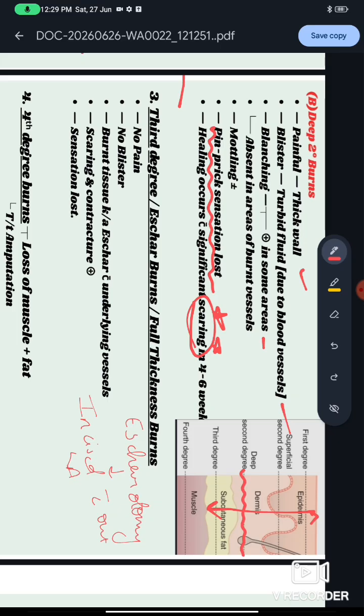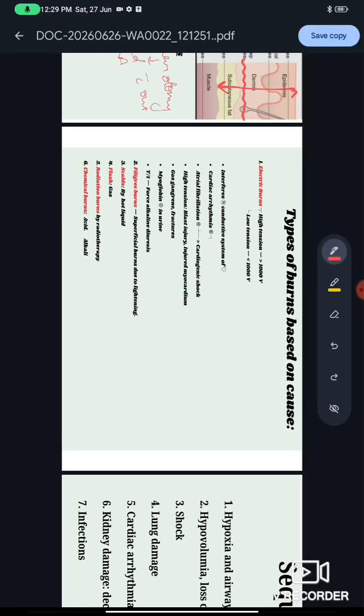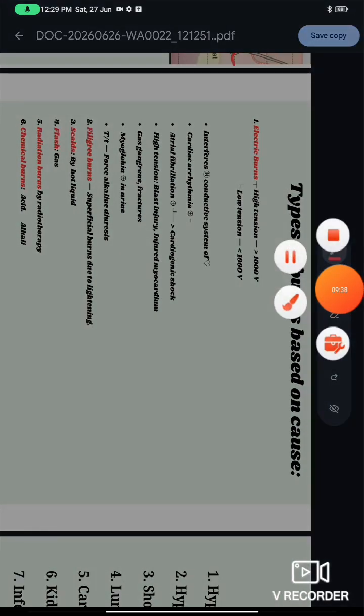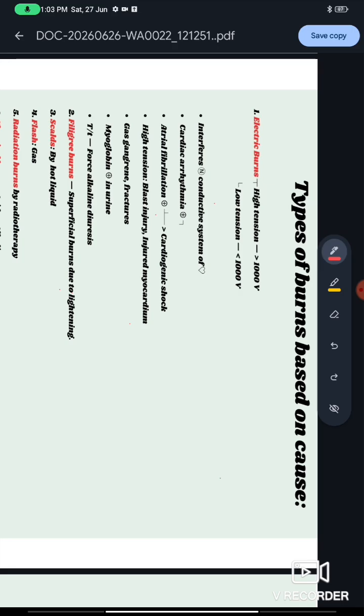Moving forward comes the fourth degree burn. This is complete damage with loss of muscle and fat, treated by amputation. So moving ahead with the types of burns, based upon the cause, the burns may be divided firstly into electrical burns. Electric burns may be of two types: high tension burns, caused by a voltage of more than 1000 volts, and low tension, which is less than 1000 volts.